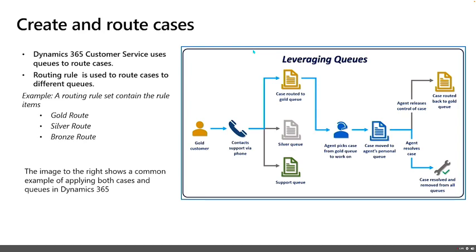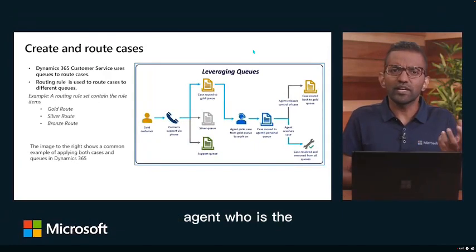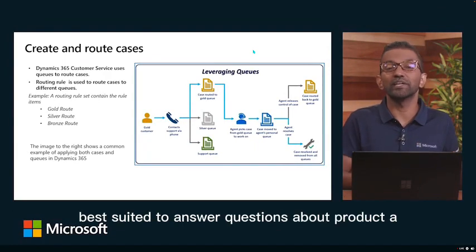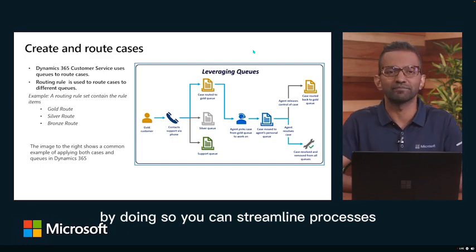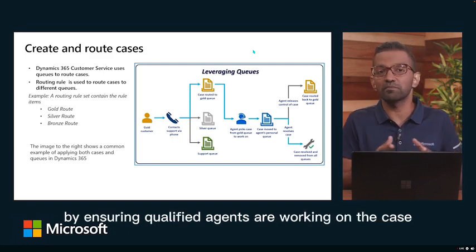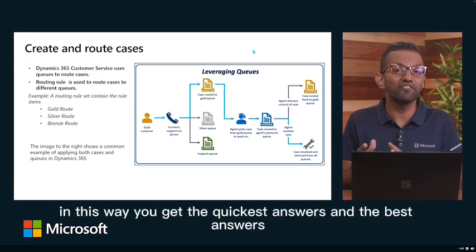Let's say you have a customer who opens a case about product A. You can have that case automatically routed to an agent who is the best suited to answer questions about product A. And by doing so, you can streamline processes by ensuring qualified agents are working on the case. In this way, you get the quickest answers and the best answers.